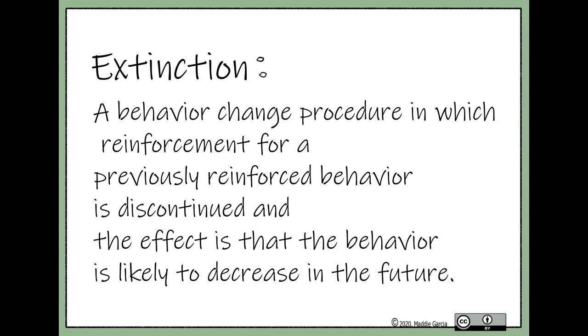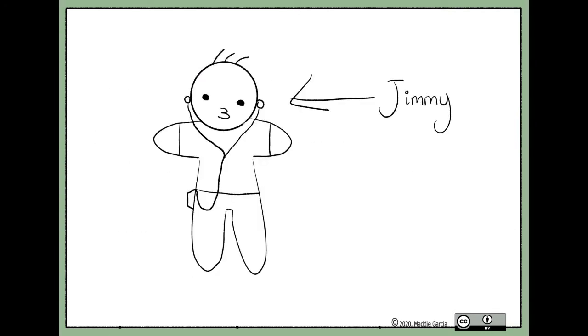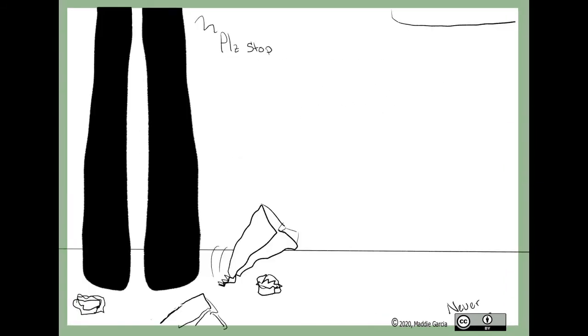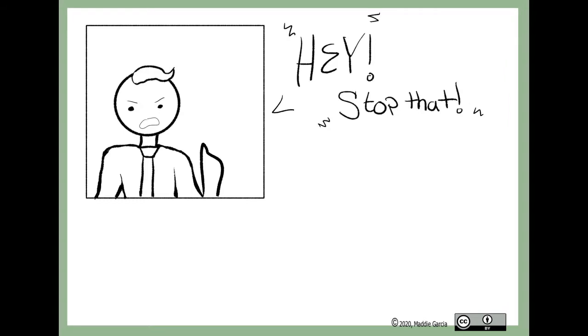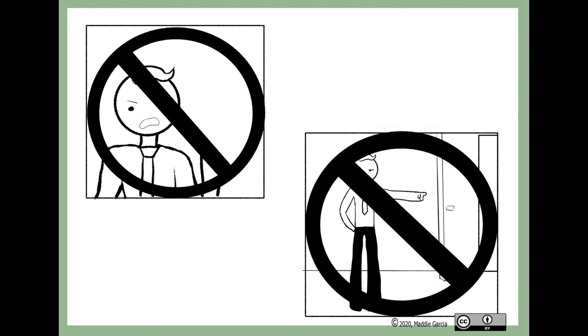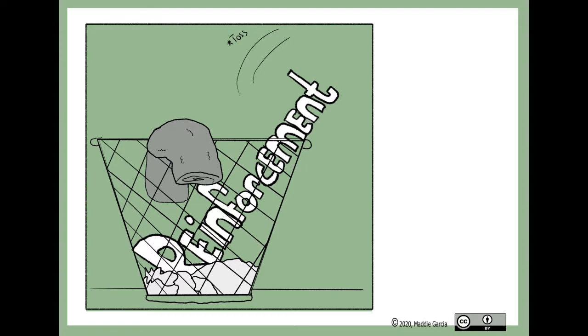To elaborate, here is an example. You have a class clown. Let's call him Jimmy. Real annoying, always disrupting the learning, never paying attention, and constantly interrupting the teacher. This behavior has previously been reinforced by the teacher giving the class clown attention. Basically, the "hey, please stop that" or the "go in the hallway" was acting as reinforcement for Jimmy's behavior. So, the teacher stops giving that reinforcement. An effect of this could be that Jimmy's behavior decreases in the future. By taking away that reinforcement, they have implemented extinction, whether intentional or not.